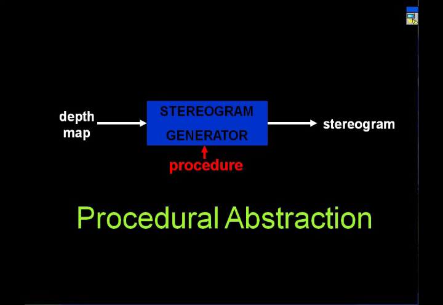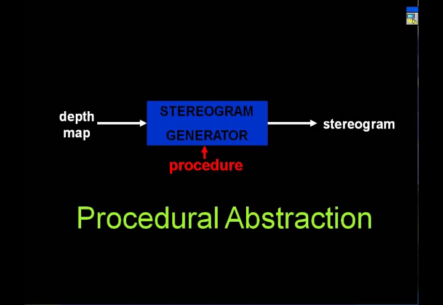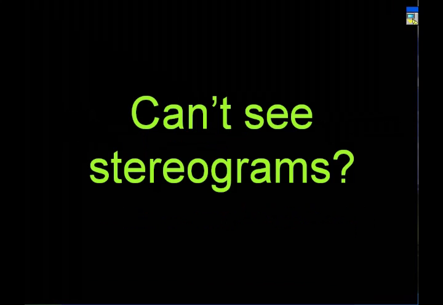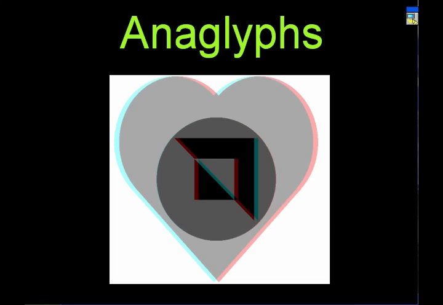Now, I have told you how stereograms are generated, but the truth is that you don't have to care how it's written. You can just generate stereograms without knowing how it's done. So if you can't see stereograms, that's where your 3D glasses come in. I don't know whether this works or not. The color is not so bright because it's a little bit faint.